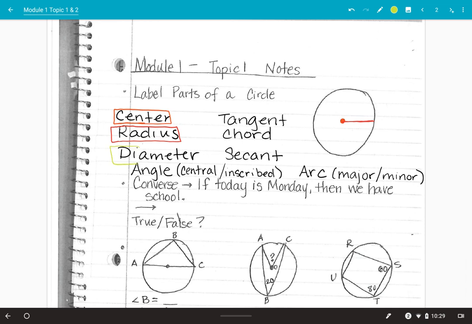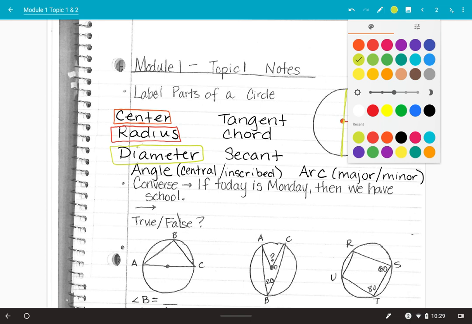Now, diameter is twice the radius. If you think of the radius as a bicycle, it's the little spoke that goes from the center of the wheel to the edge. Diameter goes from one edge to the other, but it has to go through the center. It's always going to be double what the radius is. So if the radius was 2, diameter would be 4.